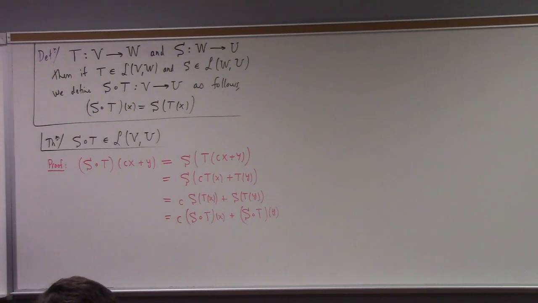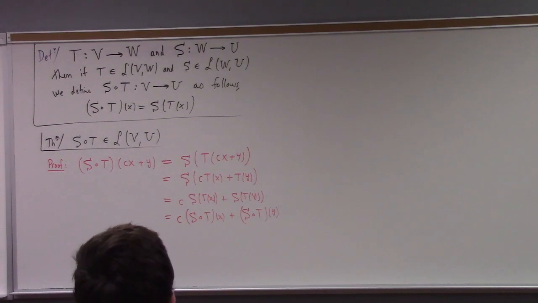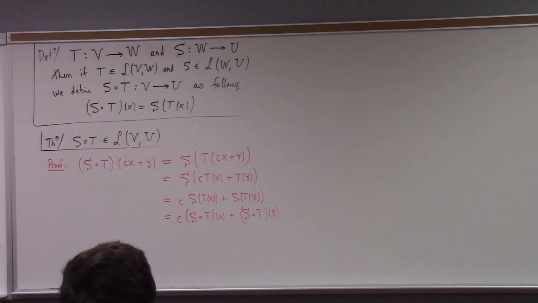Then what we have is C times S composed with T of x plus S composed with T of y. Hooray, we're done. That proves that S composed with T is linear, right? Because you can put y equal to 0 and you get the homogeneity, the fact you can pull a constant out. And you can put C equal to 1 and you get the additivity. That the composite of x plus y is the composite of x plus the composite of y. So we have both pull scalars out and the additive property. Therefore, the composite of linear transformations is once more a linear transformation.